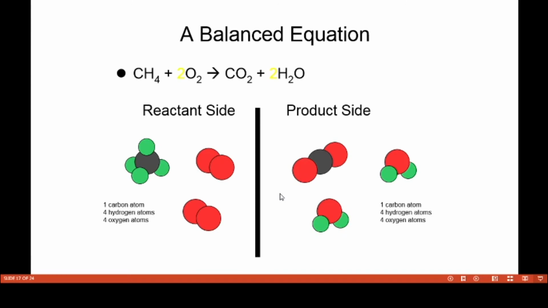Now this is a balanced equation. See CH4 plus 2O2. Now I have balanced it. With 2O2 here, 2 times 2 is 4 oxygen, and on the product side 2 oxygen from CO2 plus 2 from the water, so 2 plus 2 is 4. Here 4 hydrogen, here also 4 hydrogen, here 1 carbon, here 1 carbon. So this is a balanced equation.